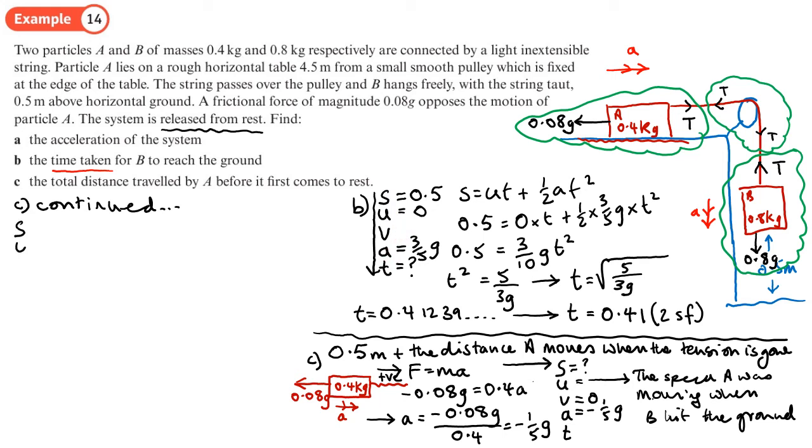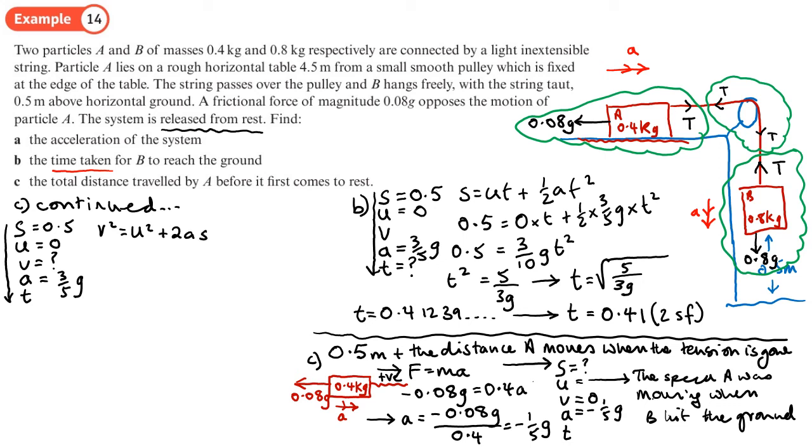So there's our SUVAT. Right before, taking downwards as positive, we're finding the speed that B hit the ground. So here we want to find V instead of T, but we use the same values. S is 0.5, U is 0, A is 3/5 g. So the equation that we want to use is going to be v squared equals u squared plus 2as.